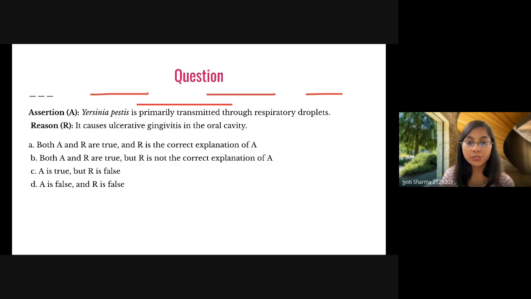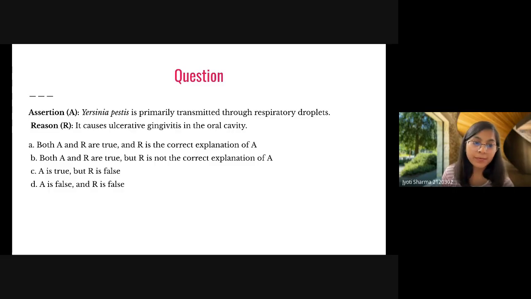Okay, the next question is. So again, this question is based on Yersinia pestis only. So Yersinia pestis is primarily transmitted through respiratory droplets. This is the assertion, and the reasoning is it causes ulcerative gingivitis in the oral cavity, and you have to tell A, B, C, D.